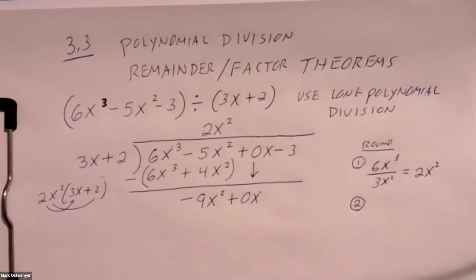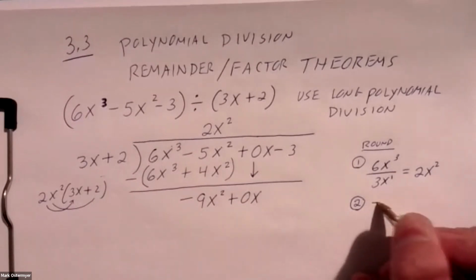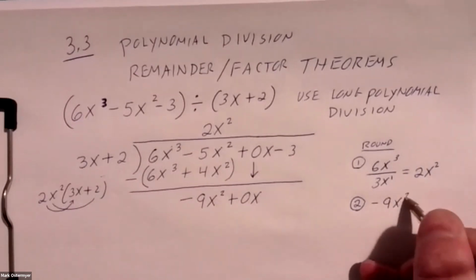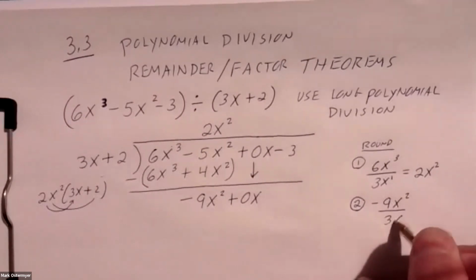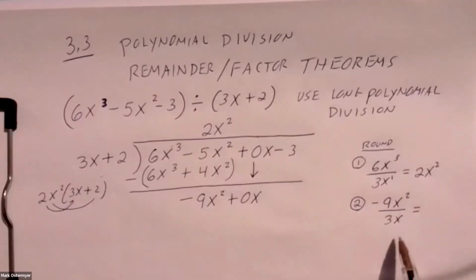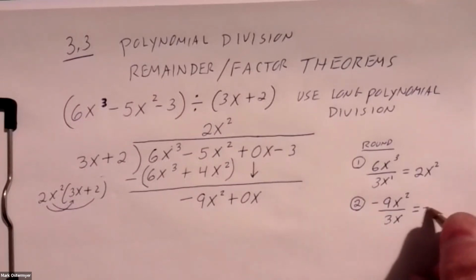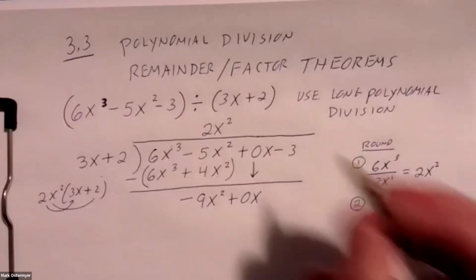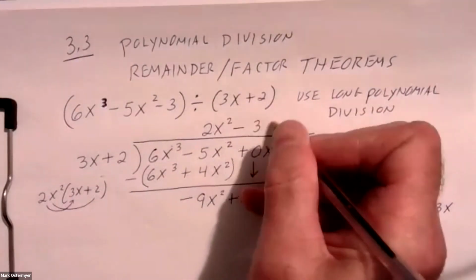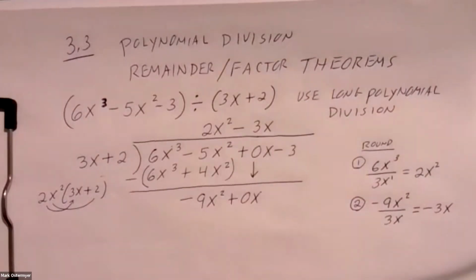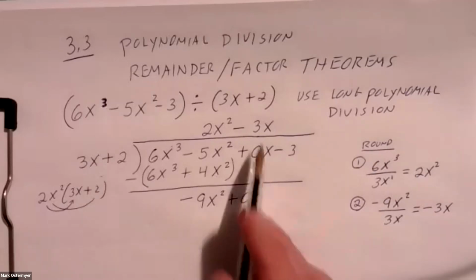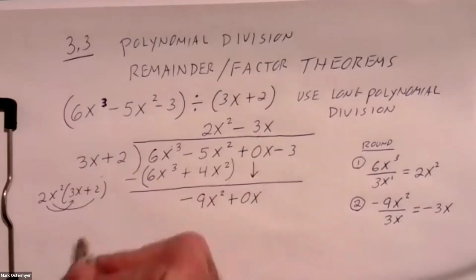Now round 2 has arrived. So we ask ourselves to begin round 2 of division, how many times does 3x here divide into negative 9x squared? To answer that question, feel free to put the negative 9x squared over the 3x off to the side of your paper and then reduce this. And how does this reduce? Reduces down to negative 3x. So minus 3x then becomes the next term in my quotient. I'm now going to take the minus 3x and multiply it by my divisor.